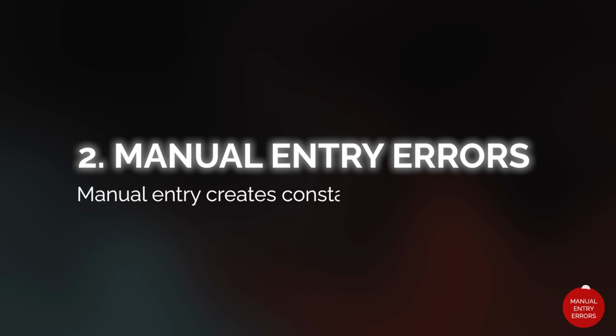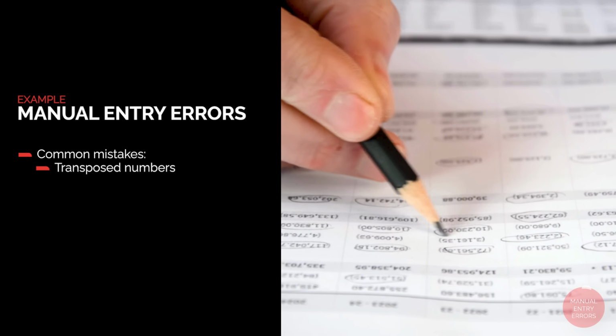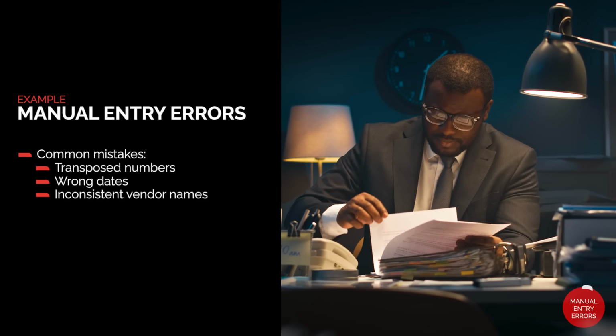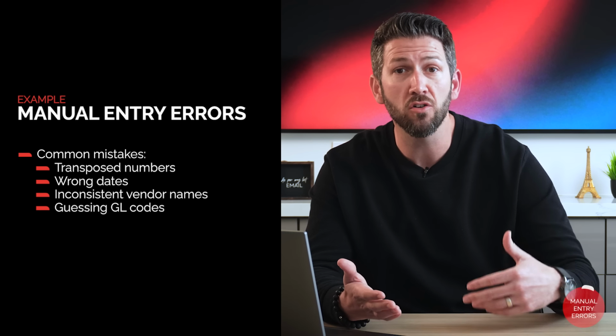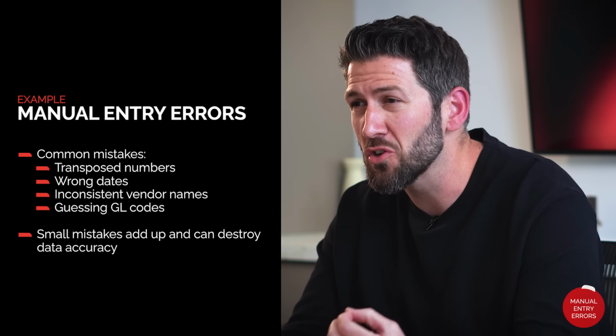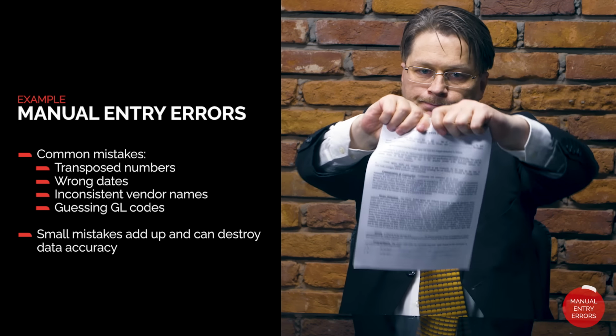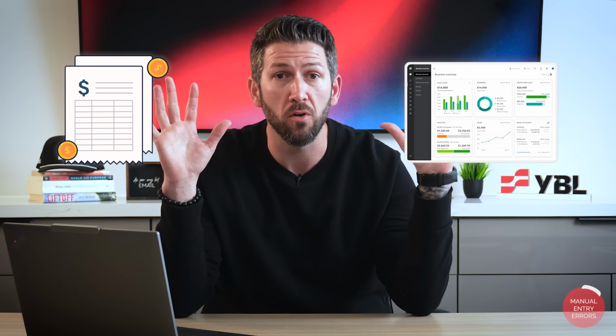Manual entry creates constant small mistakes. Numbers get transposed. Dates get entered wrong. Vendor names become inconsistent. Your GL codes get guessed. Individually, these look small. Together, they destroy data accuracy. And if you get a few hundred invoices per month, someone is spending hours every day just typing information into QuickBooks. Invoice open on one screen, QuickBooks open on the other, vendor name, invoice number, date, total, all that fun stuff. Then line by line, they do quantity, description, unit price, and someone has to decide what GL account it belongs to. I'm tired just listing these off.